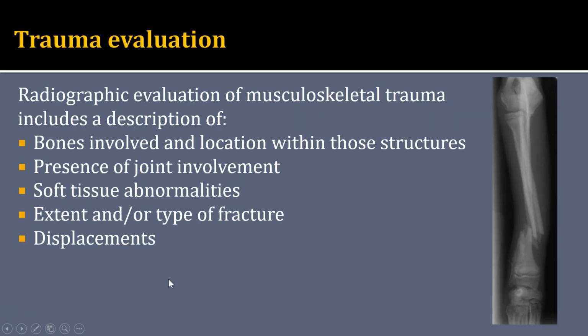Radiographic evaluation of musculoskeletal trauma includes a complete description of the bones involved as well as the location within those bones, whether or not the joint is involved, which soft tissue abnormalities are present, and then with respect to the fracture itself, the extent or type of fracture, and then finally the displacements that we identify.